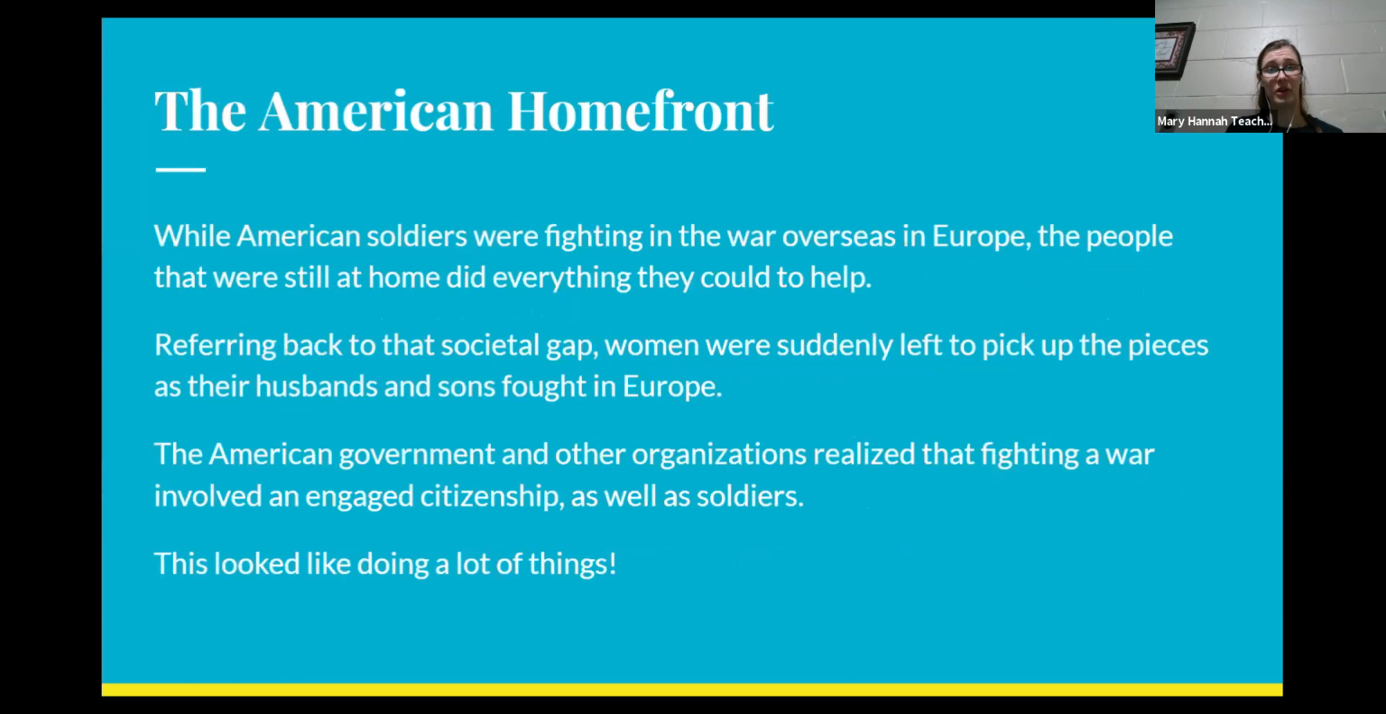So the American home front, while soldiers are fighting overseas in Europe, people are still at home and they're going to do everything they can. Referring back to the societal gap, right? Women were suddenly left to pick up the pieces as their husbands and sons fought in Europe. And the American government and other organizations realized that fighting a war involved citizens as well as soldiers. So they came up with a lot of different ideas.